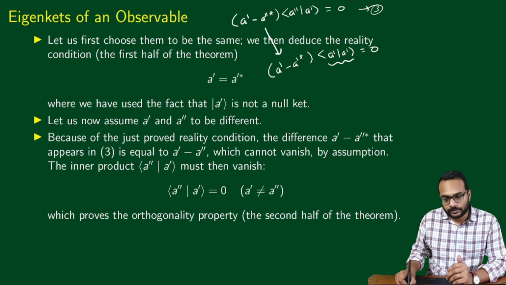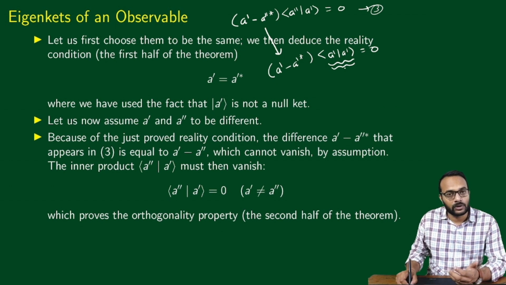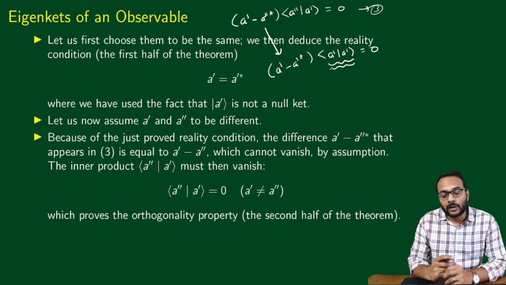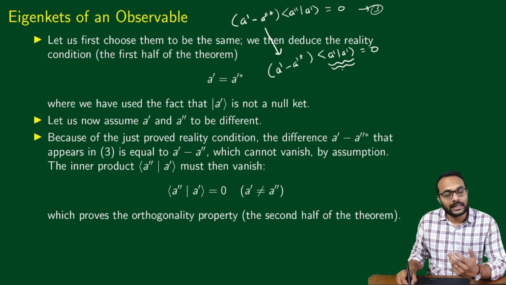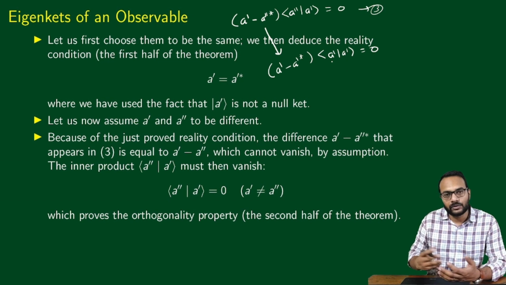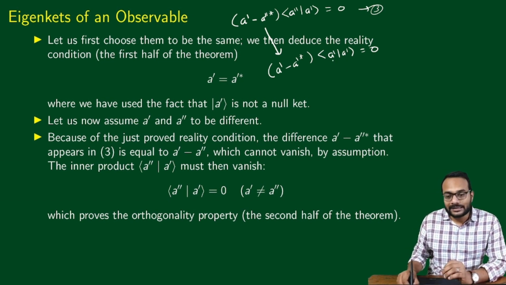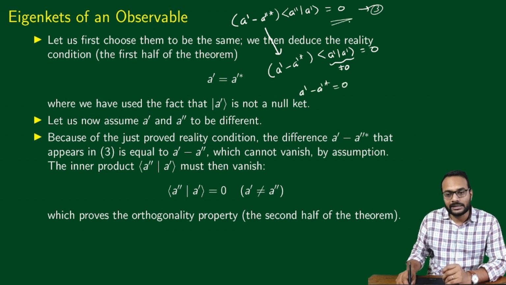Now this is the inner product of a vector with itself, which cannot be 0. This we have already seen: we started with a positive definite metric. So unless ket A prime is a null vector, this is positive definite, so it cannot be 0. If you are talking about null vectors, then we don't get any result; that's a trivial case. So for any vector that's not a null vector, this cannot be equal to 0. This means that A prime minus A prime star has to be equal to 0 for this equation to be satisfied.